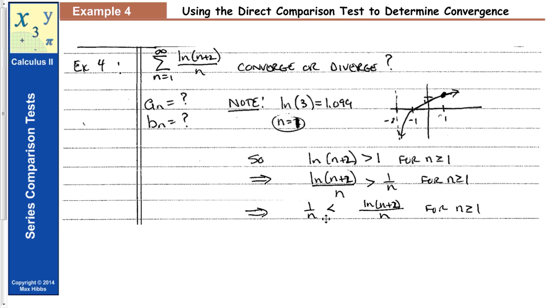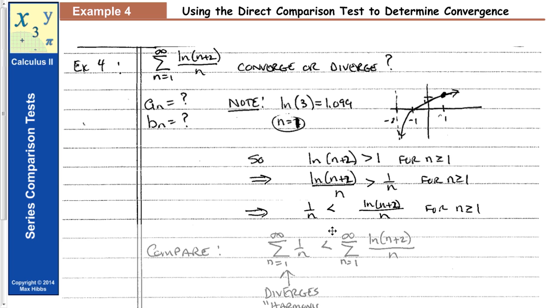So I just rewrote this differently. I had the smaller term on the left, so I could write it in a fashion that we're used to. Now that means the sum of the 1 over n's is smaller than the sum of the natural log of n plus 2 over n. In other words, this time the 1 over n's are the a sub n's, and this fraction are the b sub n's.